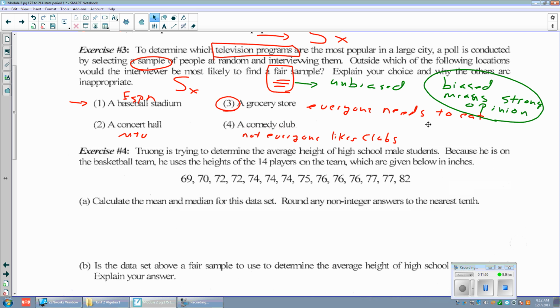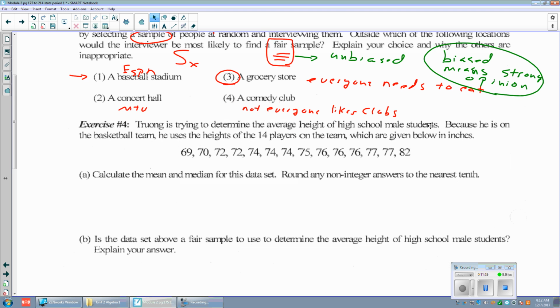Exercise 4. Trung is trying to determine the average height of the high school male students because he's on the basketball team. Is that a smart idea? You're trying to find the average height of a high school student and you're on the basketball team. He used the heights of the players on the basketball team. Is that a good sample? Do you think the average height of a person is going to play basketball?